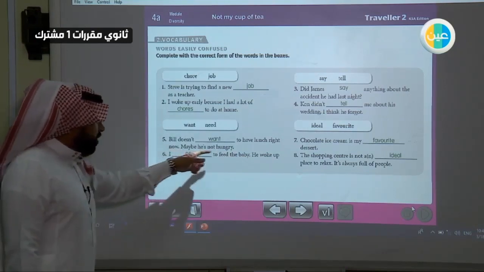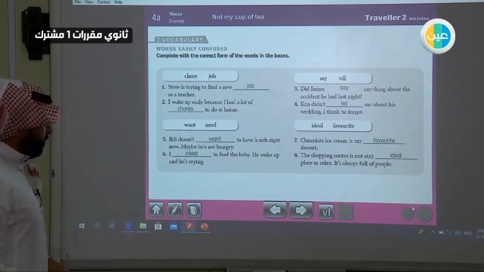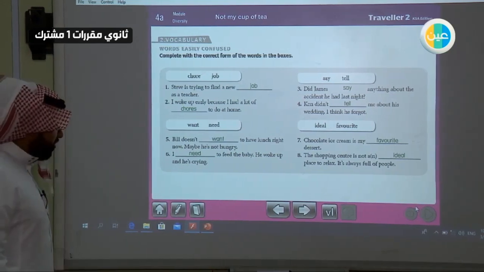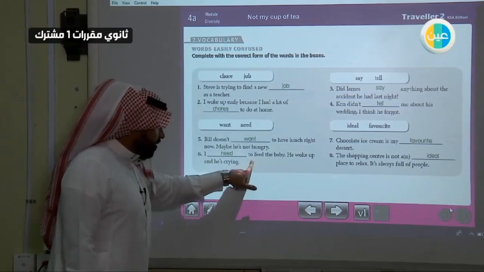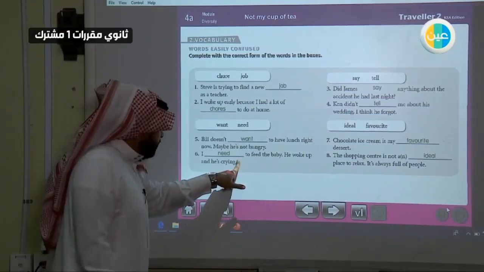Bill doesn't want to have lunch right now. So he's not in need, he's not like starving. I need to feed the baby. This is something very important or necessary.